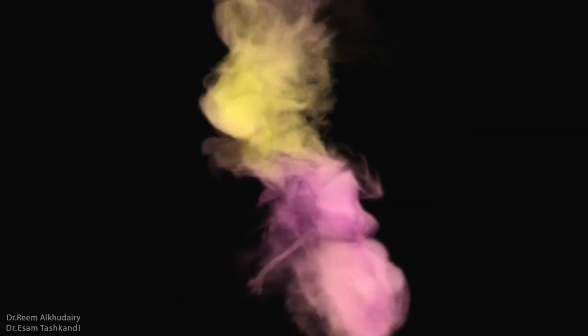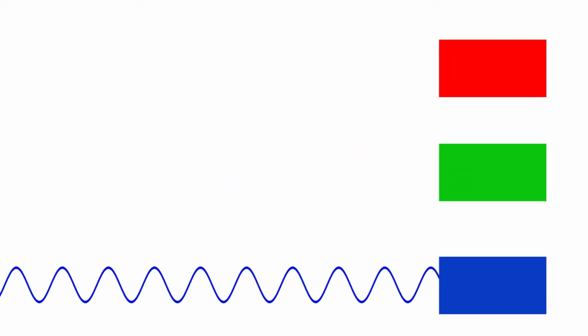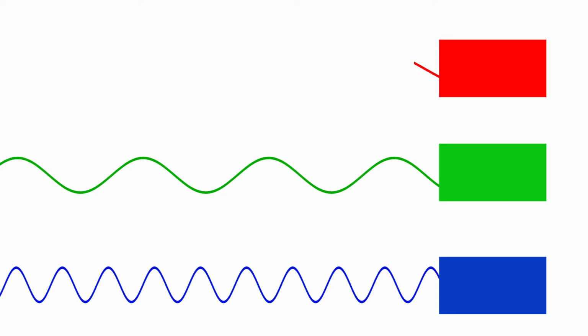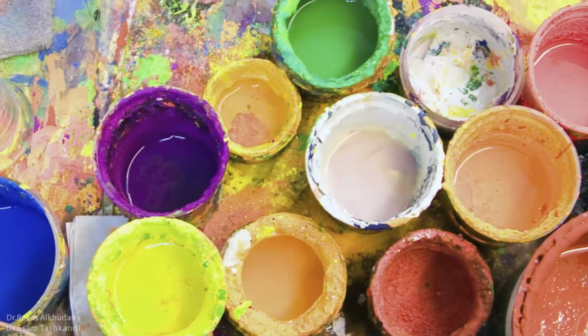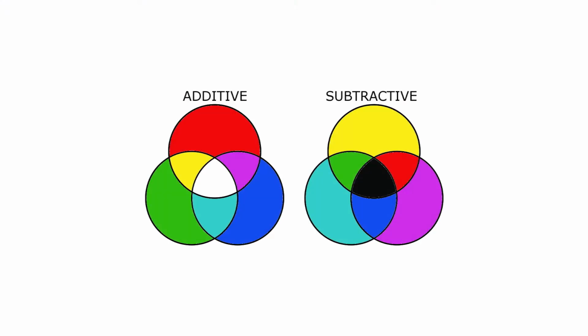Each individual wavelength within the spectrum of visible light is representative of a particular color. The predominant colors are red, green, and blue, each corresponding to a particular wavelength. Blue has a short wavelength, green has a medium wavelength, and red has a long wavelength. There are only two basic ways, however, of mixing color: additive and subtractive.